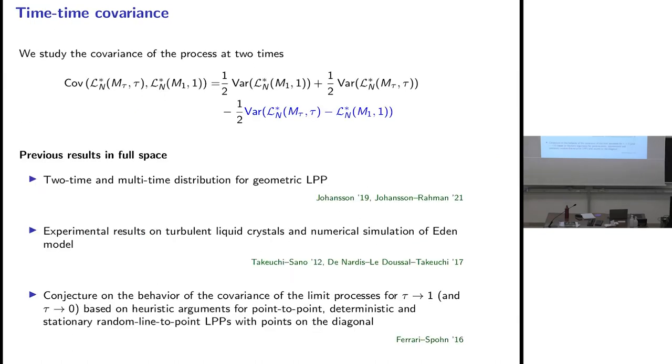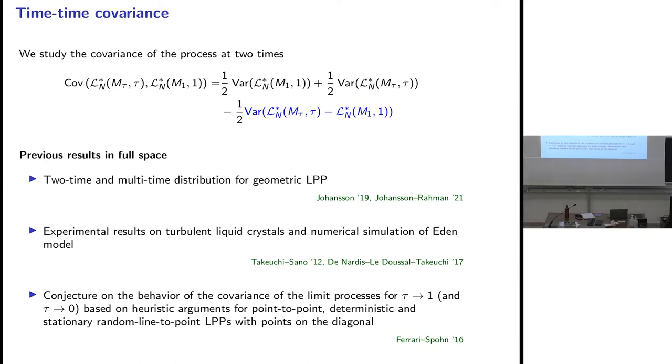So the object of interest is the two-time covariance for the last passage time, where I recall that the time is given by the parameter tau. First of all, you observe that we can express the covariance of two random variables in terms of the variances of the two random variables and the variance of their difference. And this is the object that we will study in more detail.